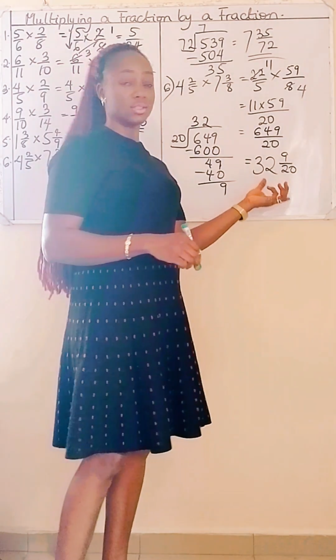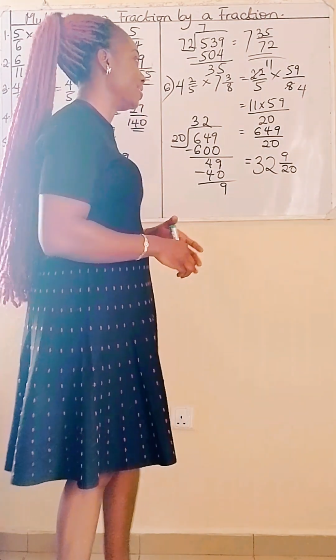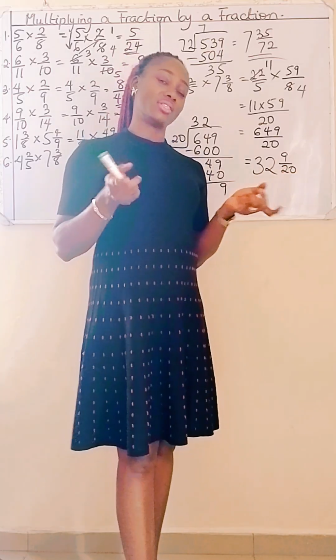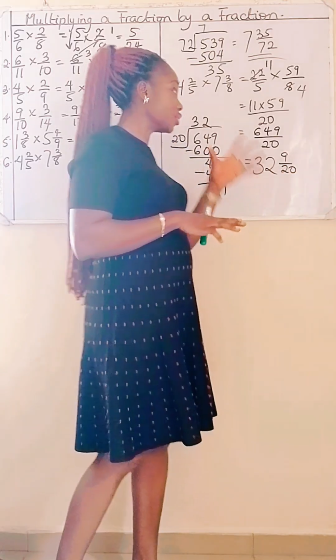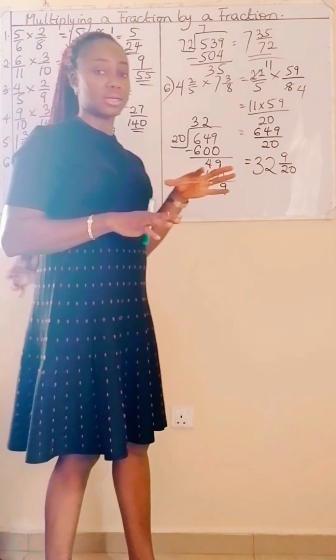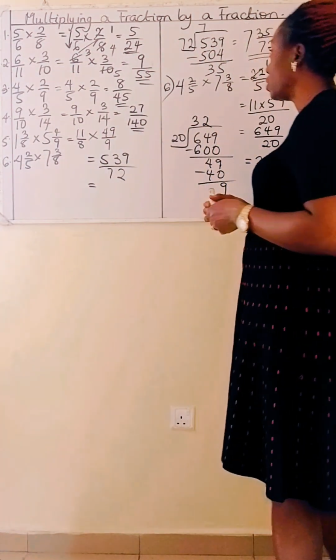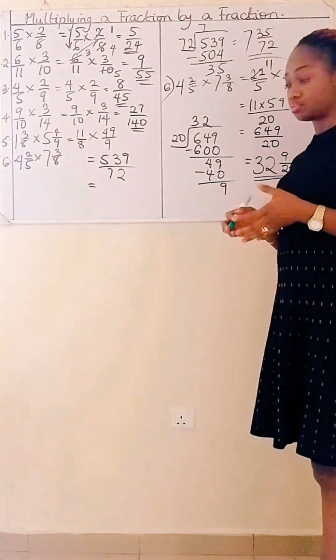32 wholes 9/20. I know that it might look somehow difficult, but trust me, it's very simple. Okay, just follow the steps and you get it right. It's very easy to multiply a fraction with another fraction.